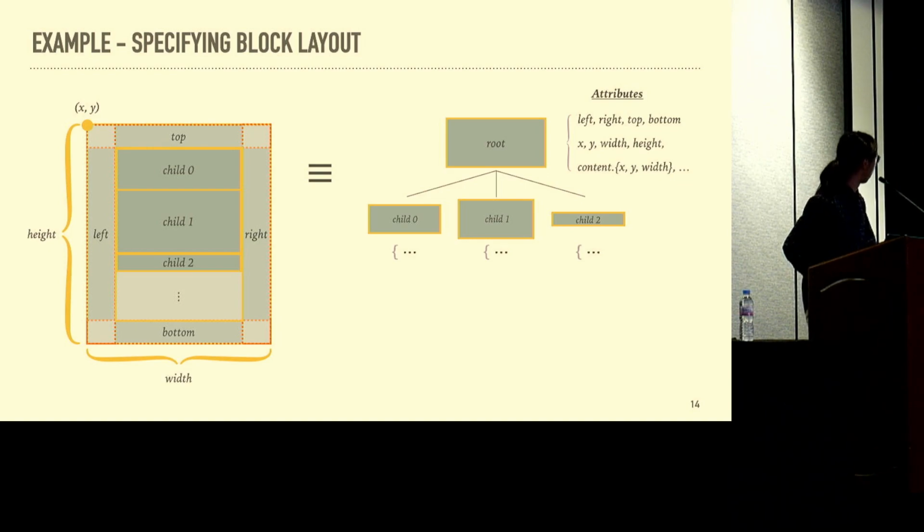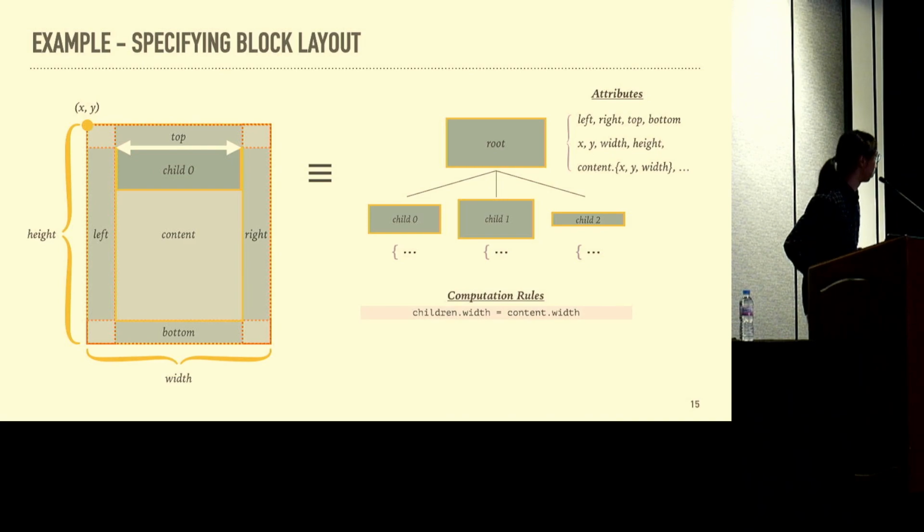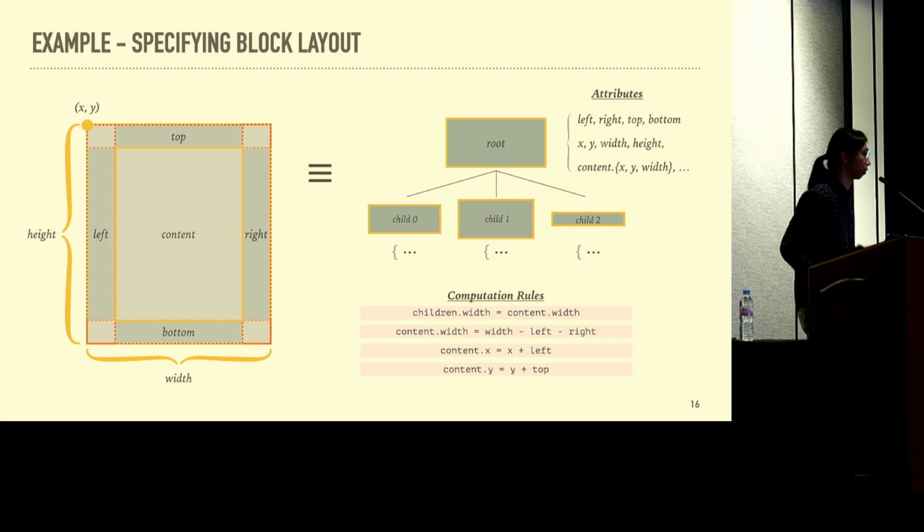And lastly, there is some relationship between the attributes. For instance, we know that because the child is laid out inside the content box of the parent, we have what's called a computation rule that says the children's width is equal to content.width. As another example, we can compute the width of the content by subtracting the left and right margins from the width of the overall block, as indicated by this computation rule. And you can specify the remaining attribute computation using similar computation rules.